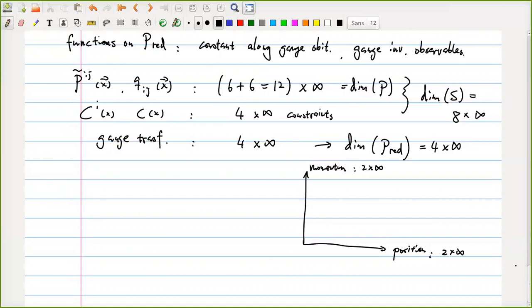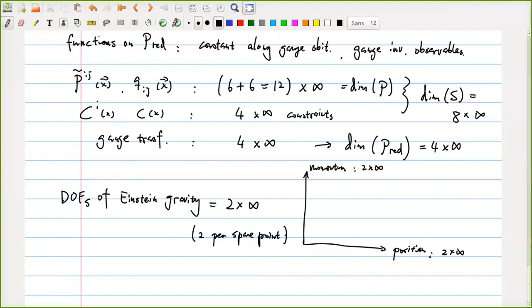So therefore, once we know that the reduced phase space is 4 times infinity, we conclude that the physical degree of freedom of Einstein gravity is 2 times infinity. Which means 2 per space point. Okay, I hope it is clear. So now you know that for gravity, the degree of freedom is 2.